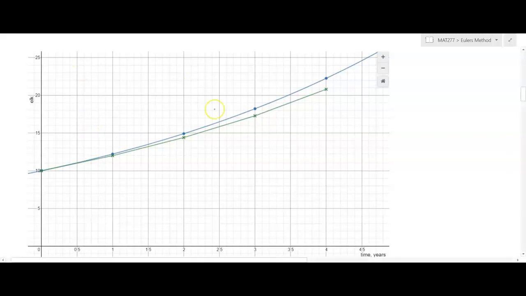The blue plot here is the exact solution, and that comes from the function y of t equals 10e to the 0.2t. This is our approximate solution. And this is with, I'm going to write this, delta t, the change in time that we perceived was 1 year. We made our estimates 1 year apart.